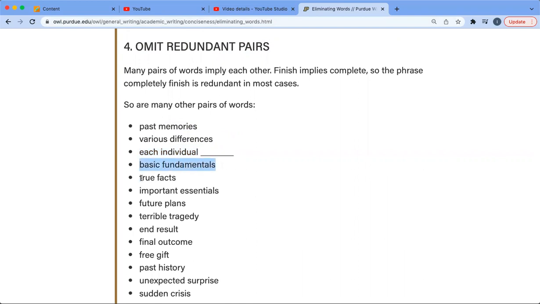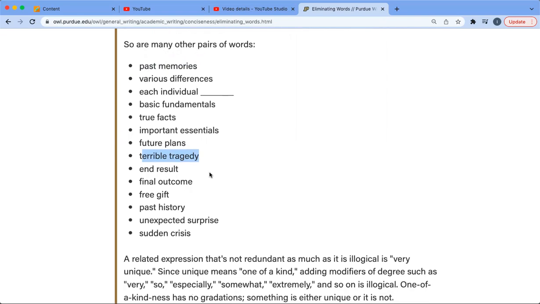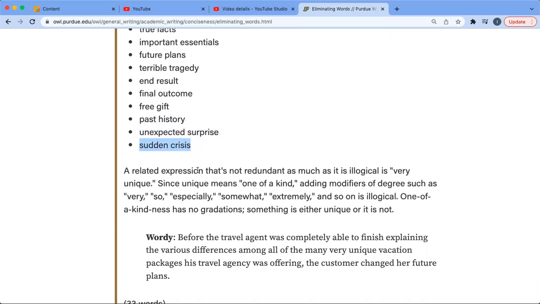Fundamentals are basic. Facts are true. Essentials are important. Plans are something that we do in the near future or far future. Tragedies are terrible. You don't need to emphasize and give those unnecessary words to define them. Results are something that we consider as outcome or ending. Final outcomes are the final. Gifts are given for free, of course. We receive something for free, that is considered a gift. History happened in the past, and surprises are unexpected, and crises are sudden.